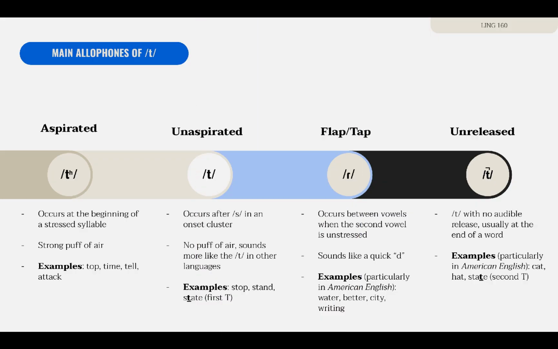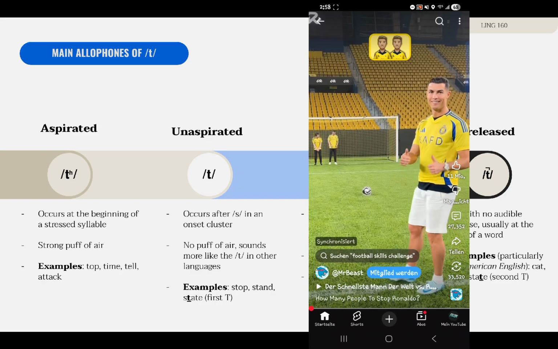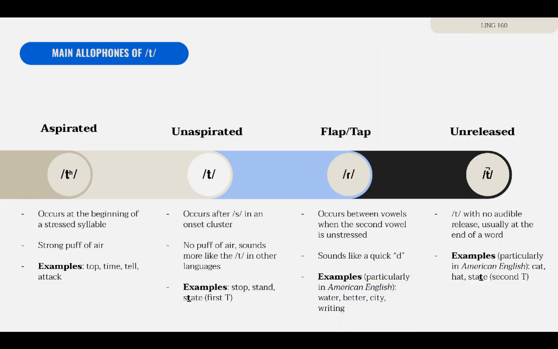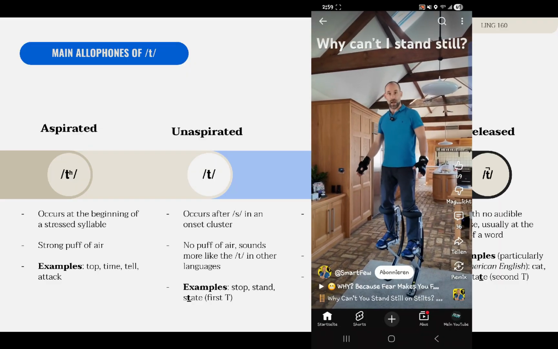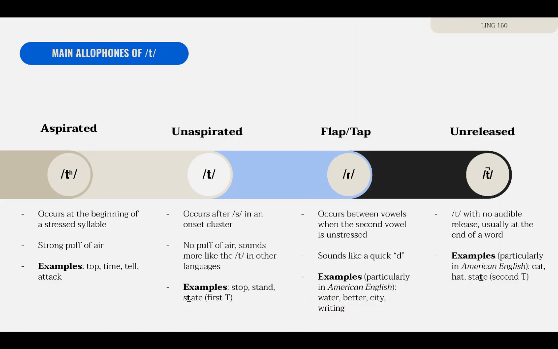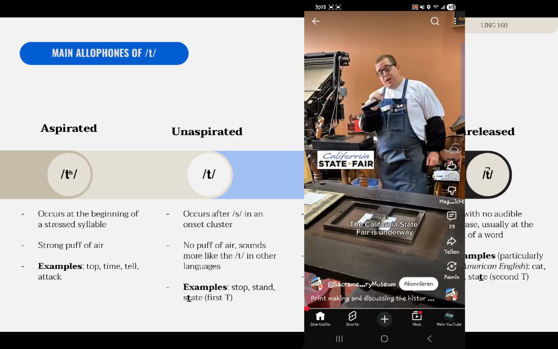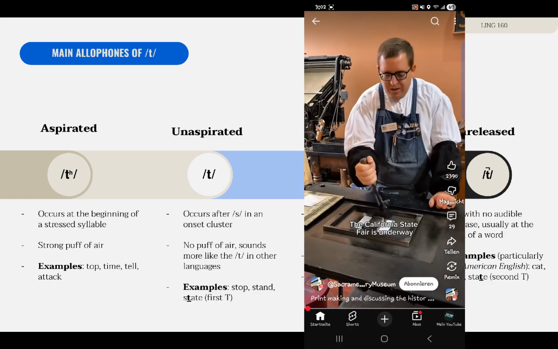The unaspirated T, which occurs after S in an onset cluster. There is no puff of air for this allophone, and the sound is more like the T in other languages. Examples are stop, stand, state, in the first T.